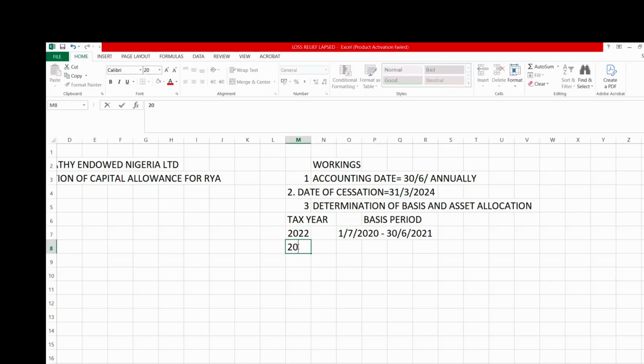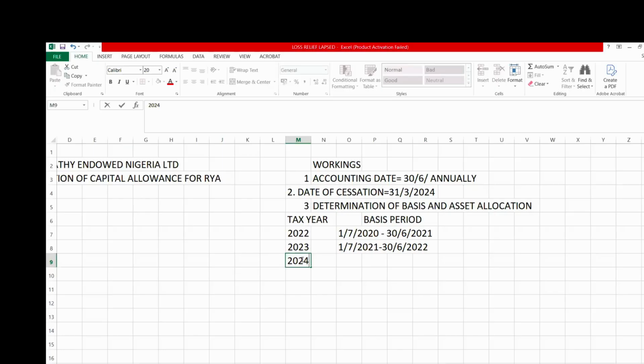Then also we have 2023. 2023 will be 1/7/2021 to 30/6/2022, in line with the accounting date. Then in 2024 year of assessment, what happened in 2024 year of assessment? Who can tell us? What happened to the company?